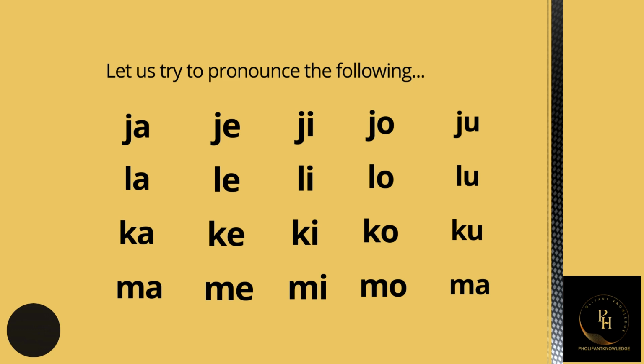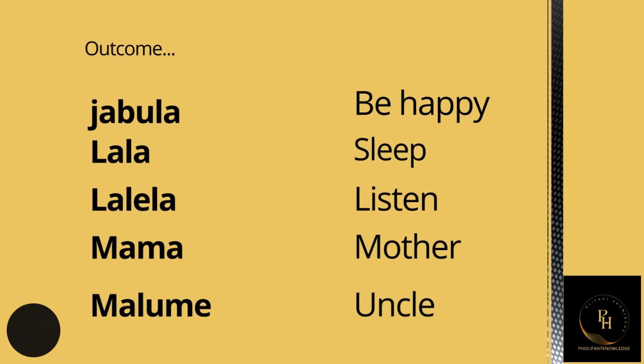So there are some like these ones here. The first line should be ja, la, ka, ma. That is ma. Ja, la, ka, ma. Sideways: ja, je, ji, jo, ju. Below that, la, le, li, lo, lu. Below that one, ka, ke, ki, ko, ku. Another one, ma, me, mi, mo, mu.